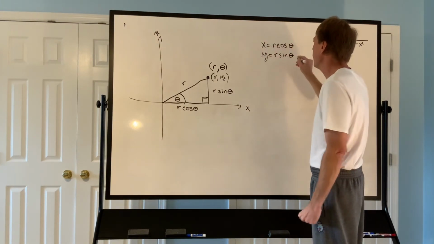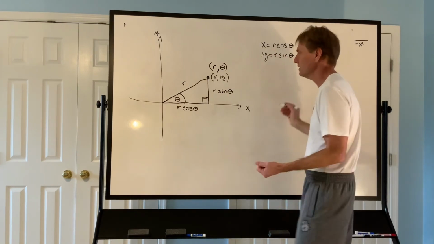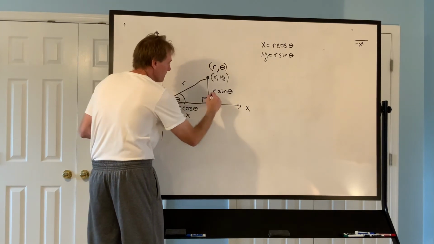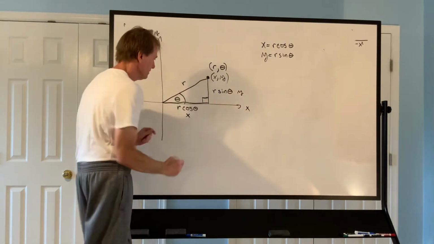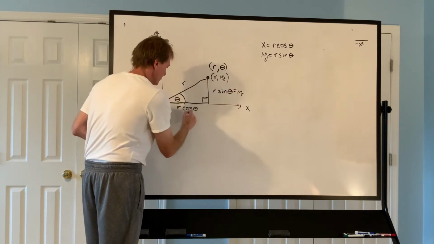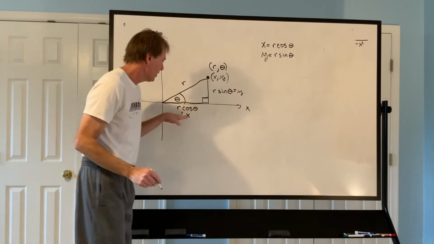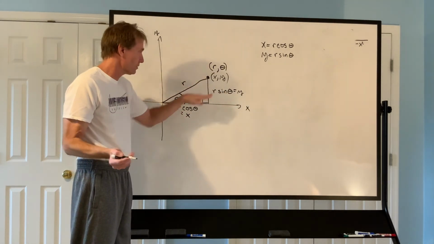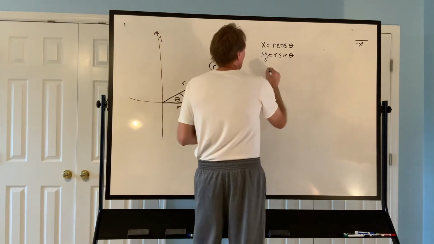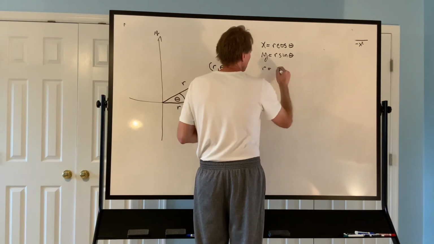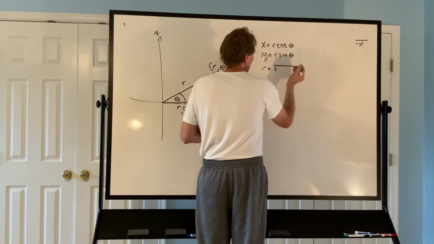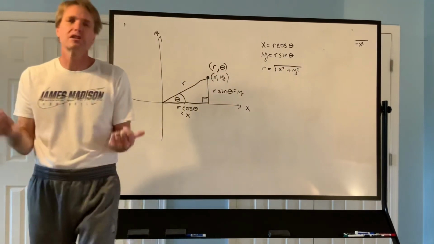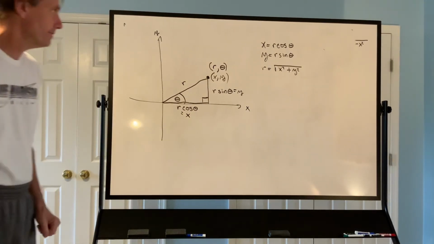Again, we could do what we were doing before. If x is equal to r cosine of theta and y is equal to r sine of theta, then this distance is x, this distance is y, and by the Pythagorean theorem, x squared plus y squared is r squared, or r is equal to the square root of x squared plus y squared, if we're letting r go between 0 and infinity.